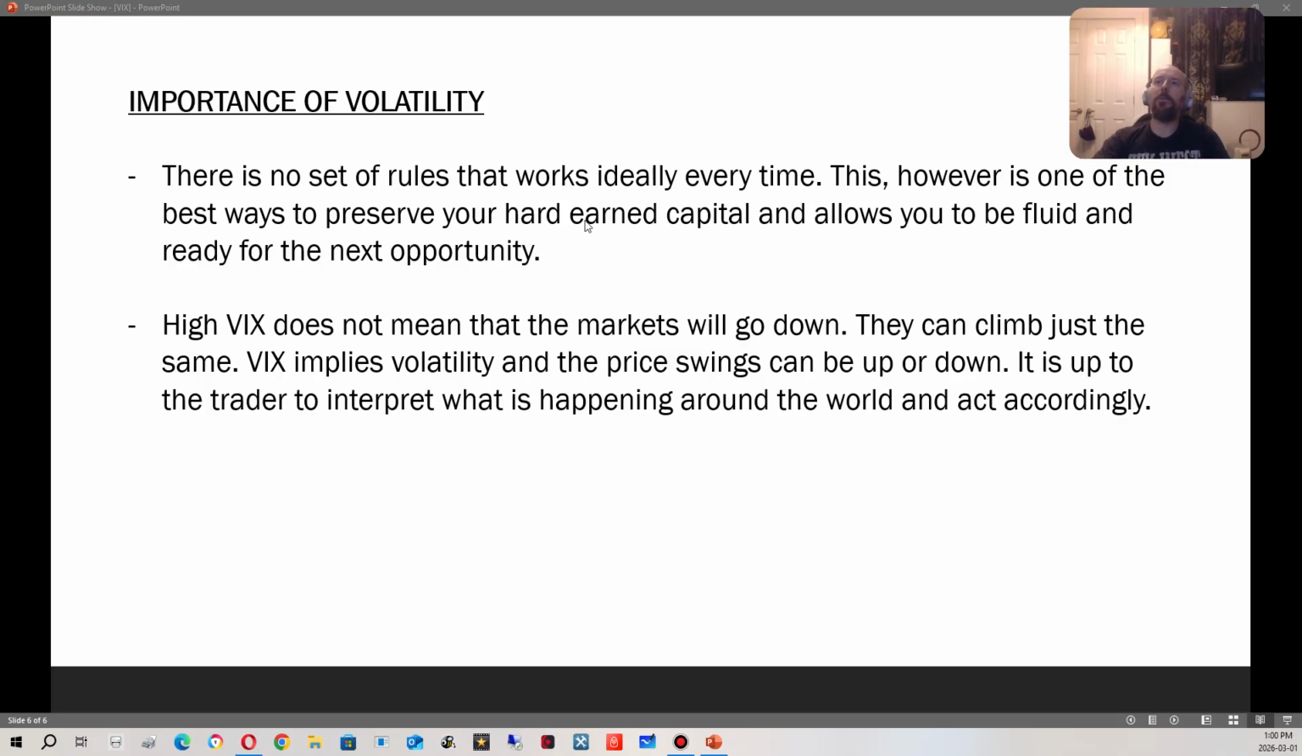This is the best way to preserve your hard-earned capital. Is long, short, in low volatility, and opportunistic in high volatility.